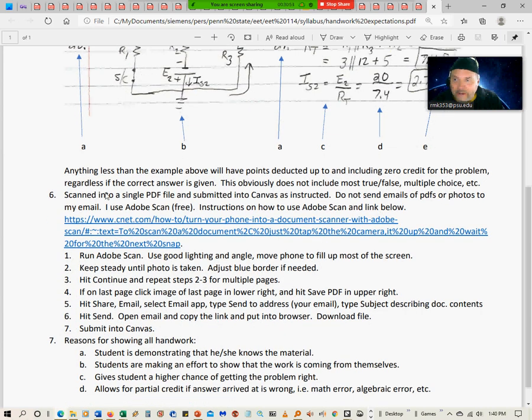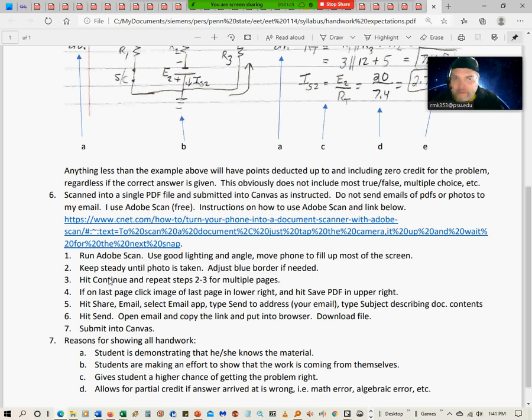What I'd like for you to do after you're done is scan it into a single multiple-page PDF file and then submit it into Canvas as instructed. Do not send emails or PDFs or photos to my email. I use Adobe Scan on my phone. It's free. Here's a link to use Adobe Scan. I also wrote out this procedure. It's very simple to put multiple scans into one file and then send one PDF.